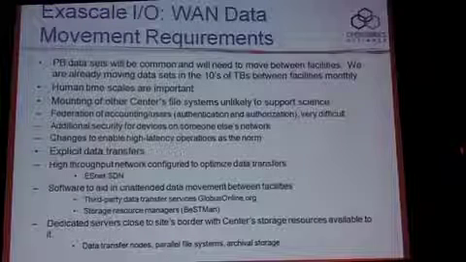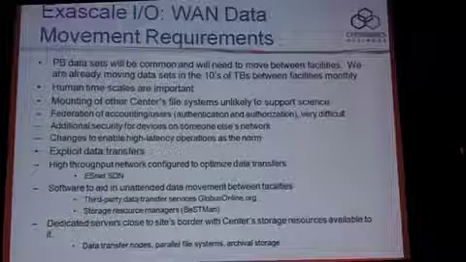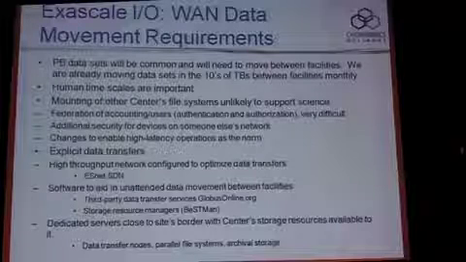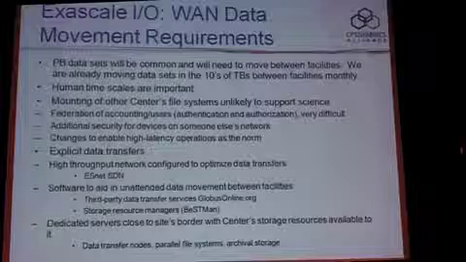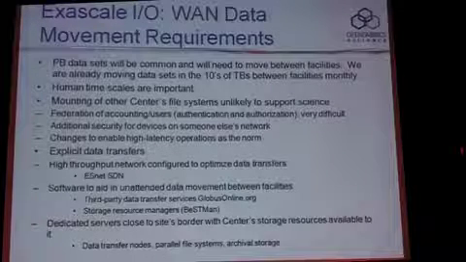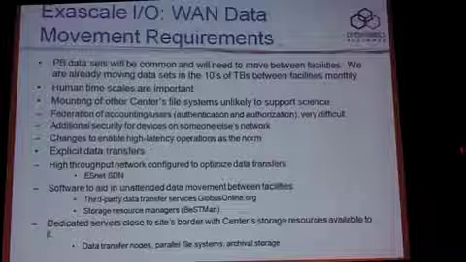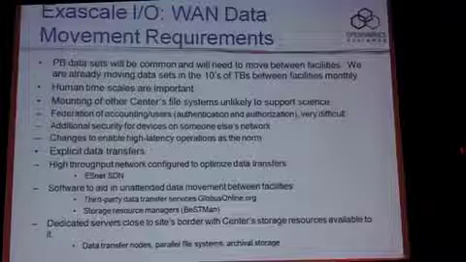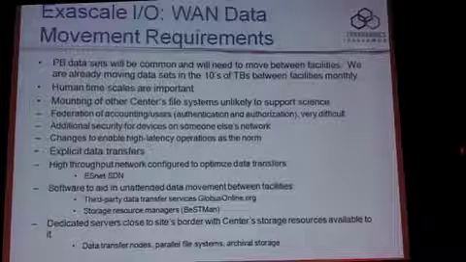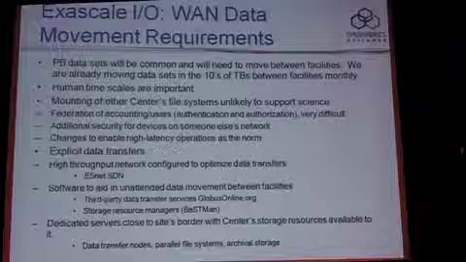So another thing is the WAN data movement requirements. I think petabyte data sets are going to be common when we get to the Exascale era. We're already moving tens of terabytes today between facilities, probably once a month. We get on the phone with somebody and try to figure out how to get 20, 30, 70 terabytes between 2 facilities over the WAN. And it's 10 gig Ethernet today. So I really don't think that's far off of an estimate.